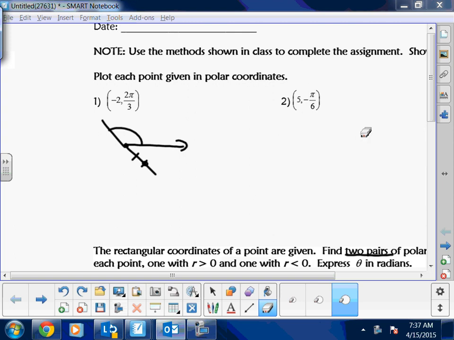Okay, now welcome to this test review. I've already completed some problems, so hopefully you have these down on your paper, but I'll go ahead and go over them and highlight the important parts. The first question is: plot each point given the polar coordinates.